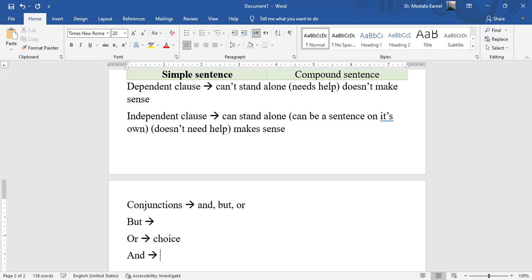Who knows about "and"? I know about "and". Okay, but you answered way too much today. Hamza Akram, what do you think? I think "and" means another thing. Yes, it means another thing. Addition, right?